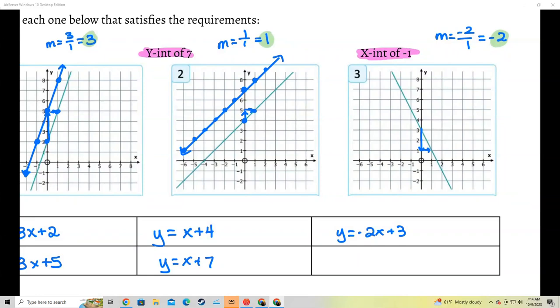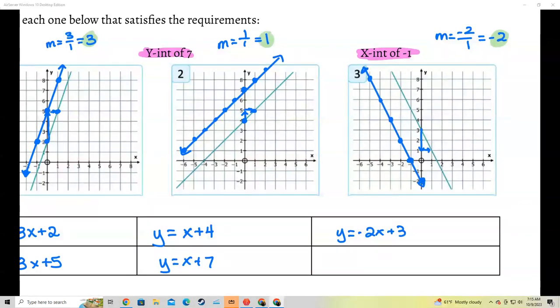So the x-intercept of -1 means I need the dot to be right here. From here, I need to go down 2, right 1, put a dot. Down 2, right 1, put a dot. Except that's not going to work, so I'm going to go the opposite direction. I'm going to go up 2, left 1, put a dot, all the way through. If you connect these dots, the lines should be running parallel to each other.